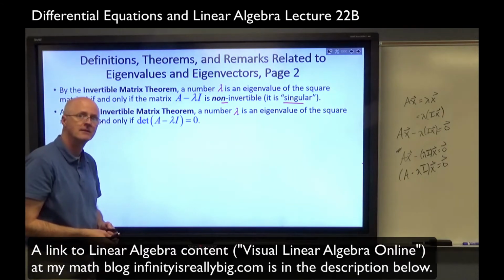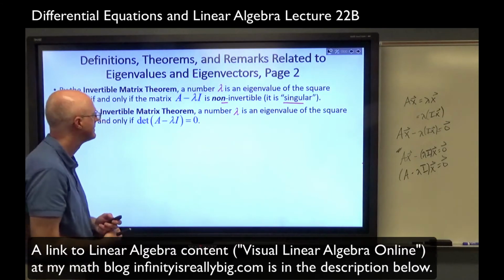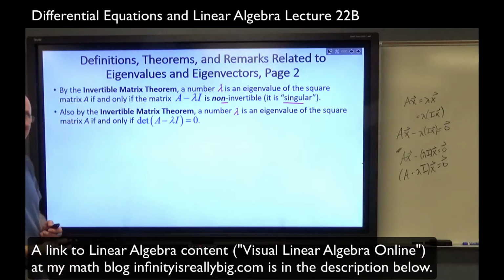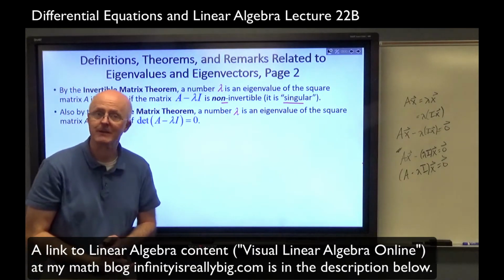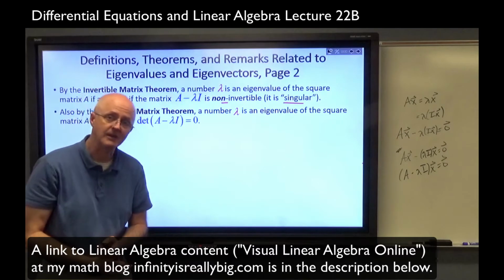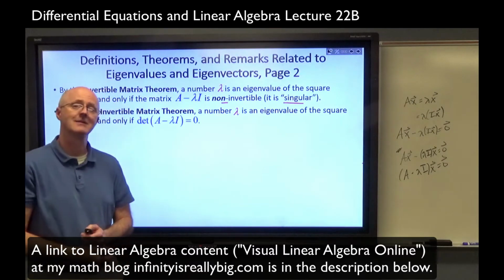That's part of the invertible matrix theorem as well. A matrix is invertible when its determinant is non-zero. Therefore, a matrix is non-invertible when its determinant is 0.